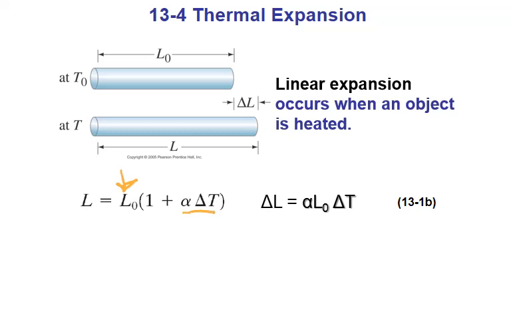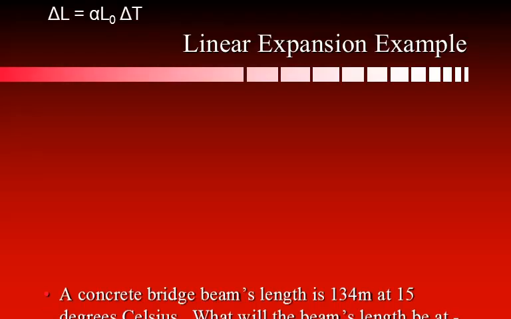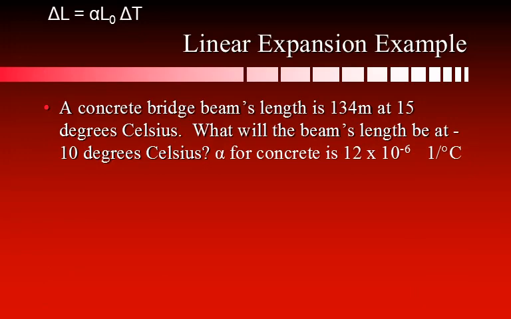Another way that we can write this is, the change in L is equal to alpha times the original length times delta T. And again, alpha is the coefficient of linear expansion. The greater alpha is, the greater this change will be when we multiply it by L0, the original length. So let's try this example here.